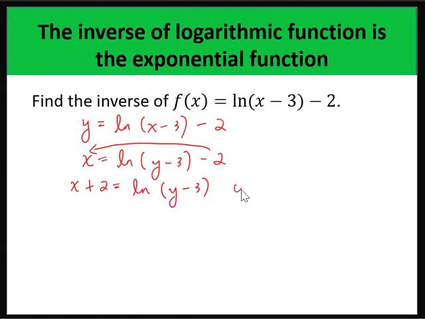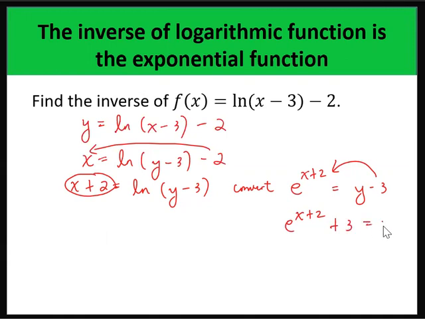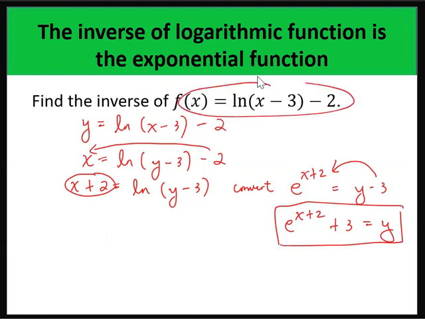And then at this point, we will convert into the exponential form. Since this is ln, the base must be e, we will raise it to x plus 2 and equate it to the parameter, which is y minus 3. And then we will transpose the negative 3 to the other side. So we have e raised to x plus 2 plus 3 is equal to y. So this is the inverse of ln of x minus 3 minus 2.